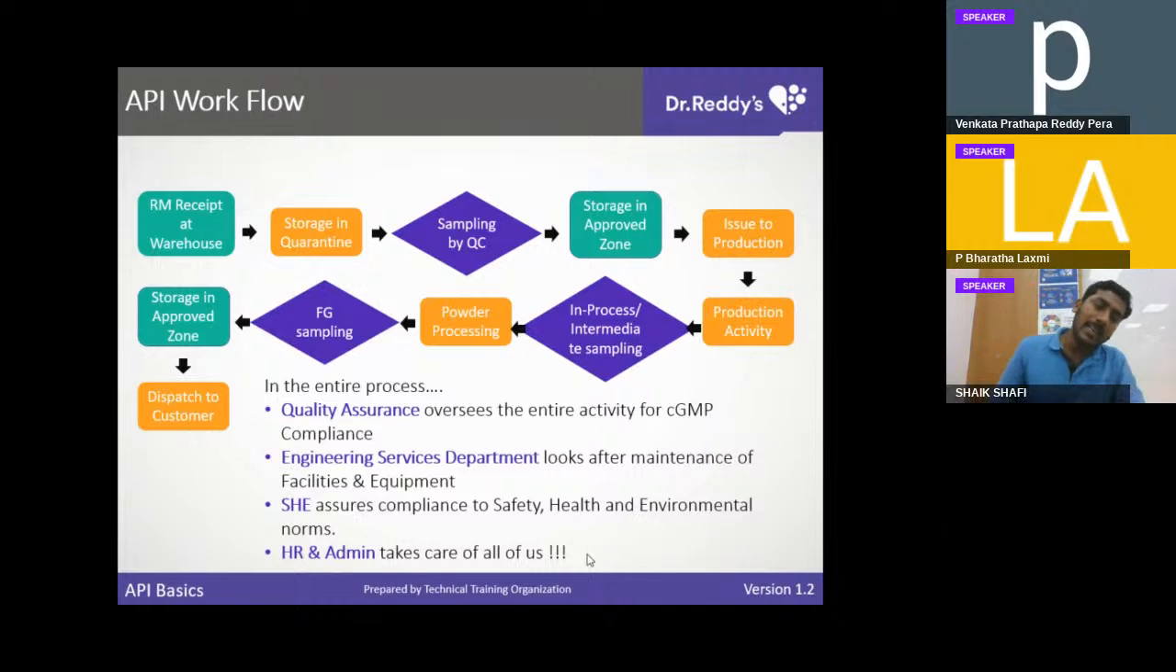During this entire process, the warehouse is involved and production is involved. In this process, the QA person, quality assurance, is responsible for GMP. What is GMP? Abbreviation of GMP, you know. Lakshmi, you just quote what is GMP?